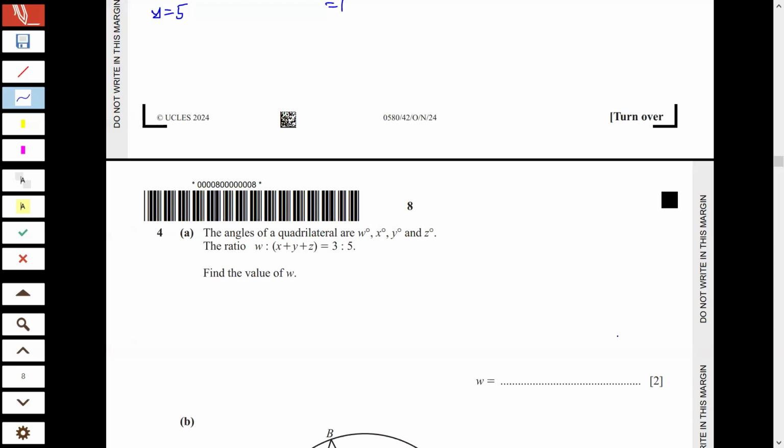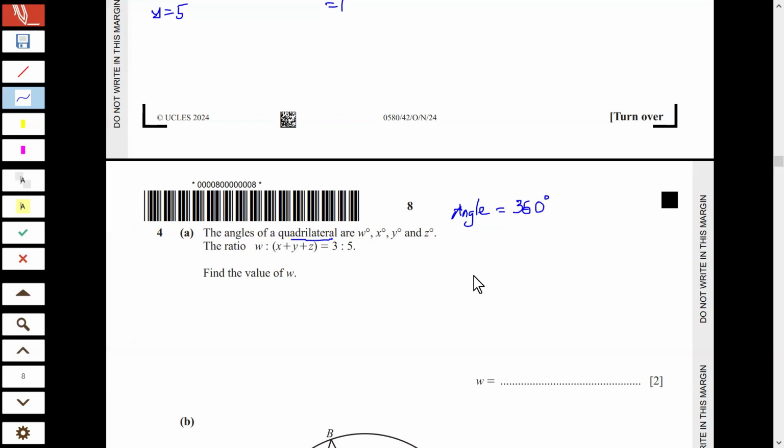Okay, in this case, we're told that the angles of a quadrilateral have a total angle of 360 degrees. So we have angles that add up to 360 degrees, which gives us a quadrilateral.